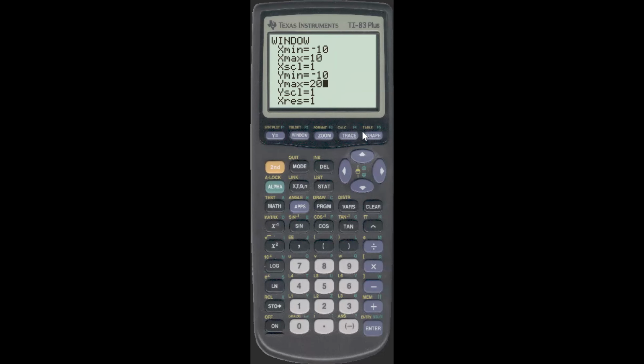Do you have that done? Go back, and that's under window here, Y max to 20. And then we want to graph it again. Okay.